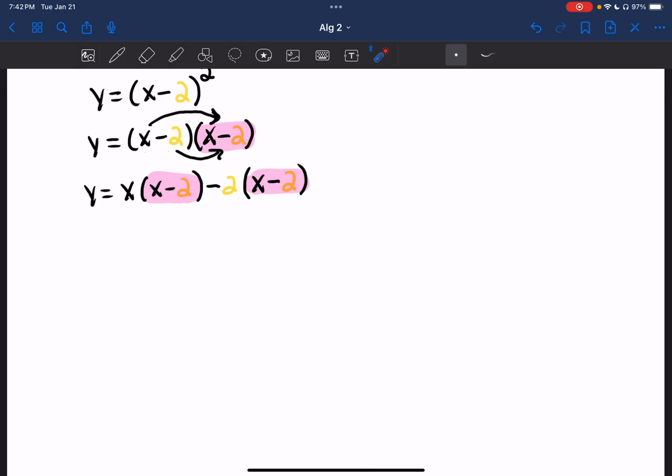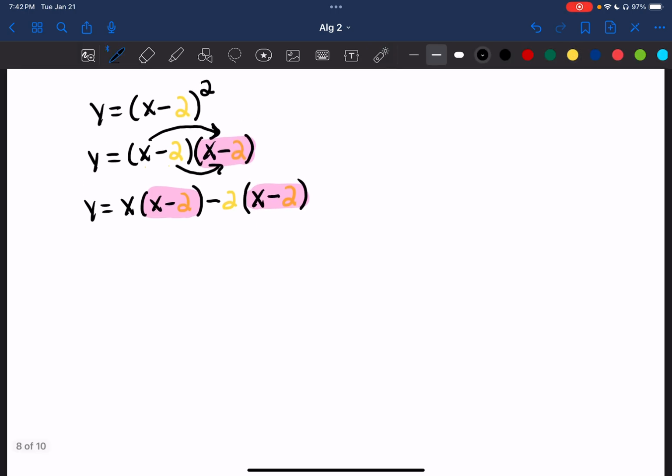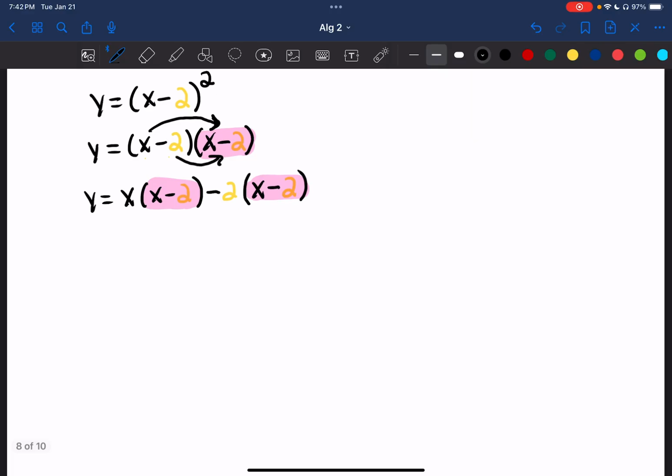So our first distribution here is taking this first expression, breaking it up into the two components, and multiplying each of them by the entire second expression. Now that we've done that, the reason why it's called double distributing is because we've distributed once, now we need to distribute again.